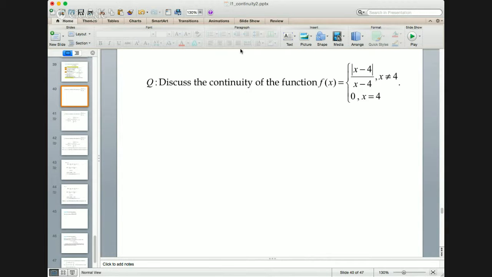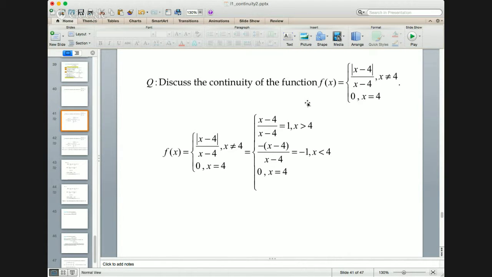And again, here the emphasis is that it does not ask you to discuss continuity at a point, but continuity of the function. So again, the very first step would be to rewrite the function so that you can understand it better. So again, if x is greater than 4, then f(x) is x minus 4 by x minus 4. I think all of you are pretty accustomed to doing this kind of a change.